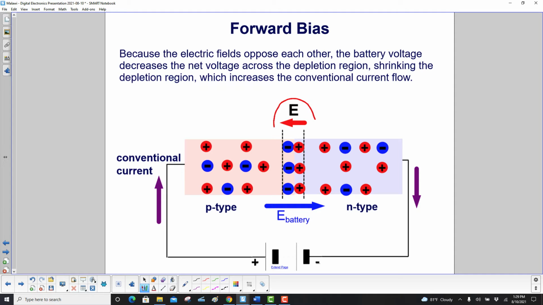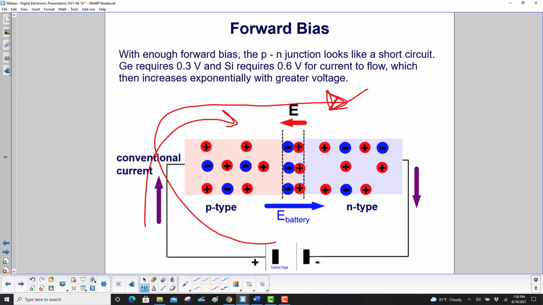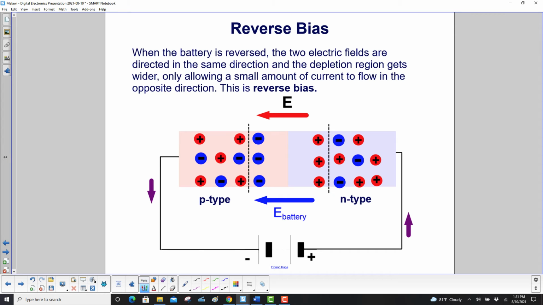Now remember, the original voltage here came by just putting the p and n types together and having electrons migrate over there. So the depletion region will now shrink, and that will increase the conventional current flow. With enough forward bias, this p-n junction looks like a short circuit. Germanium requires 0.3 volts and silicon requires 0.6 volts for current to flow, which then increases exponentially with greater voltage. So by putting on a forward bias here, we can let almost all of this current go through this p-n junction. Now let's switch the battery around. So we have the positive side connected to the n-type.